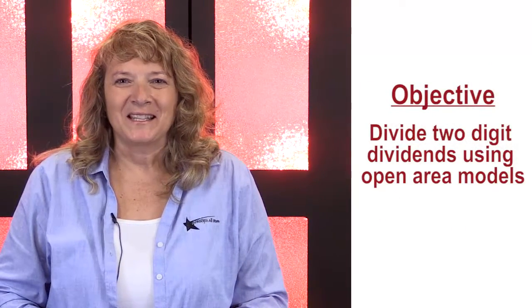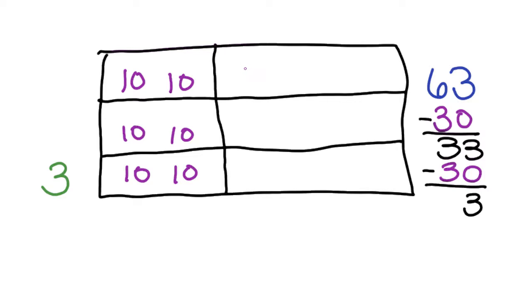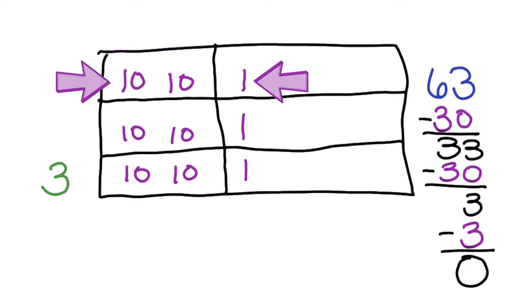The objective of this lesson is to divide using open area models with two-digit dividends. In previous lessons, students learned to divide a total or dividend using area models. This model allows students to subtract out multiples of the divisor, or chunk out the division into groups of tens and ones using partial quotients.